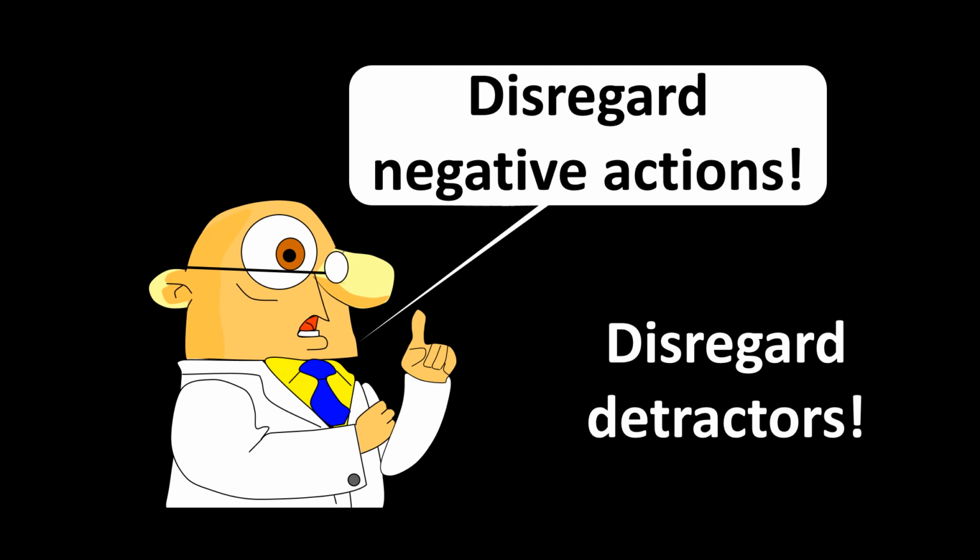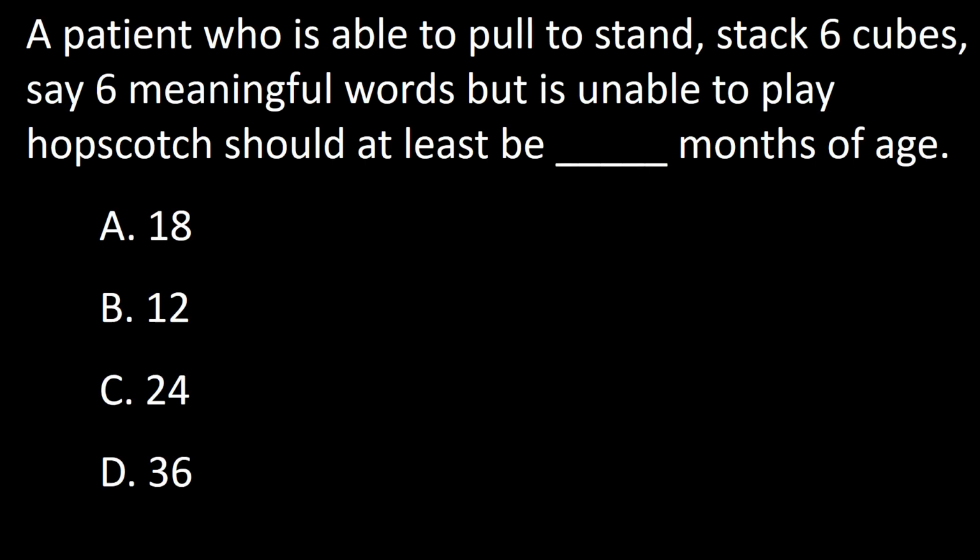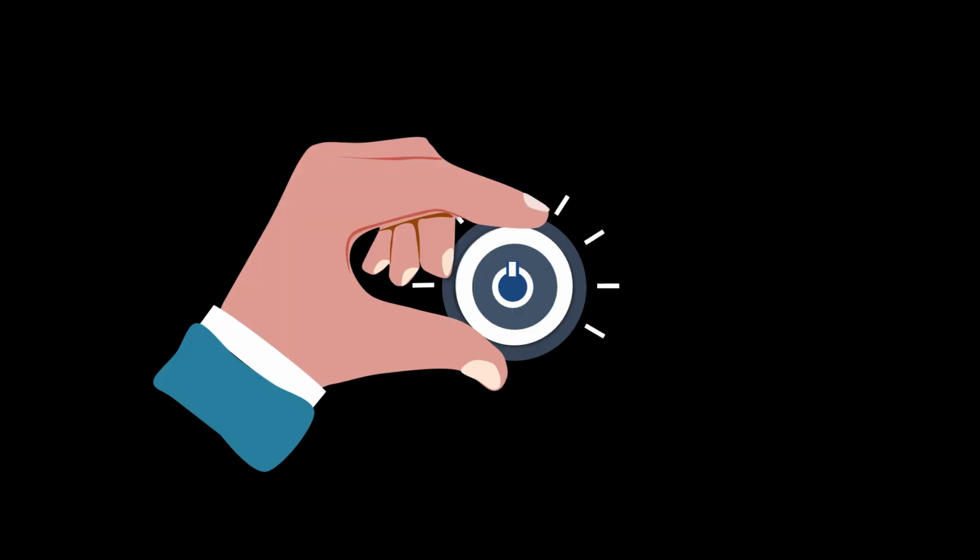This is what we refer to as a detractor. Once the negative action is disregarded, the question is the same as the one we used previously. So the answer is C. I want to, at this point, bring another twist.